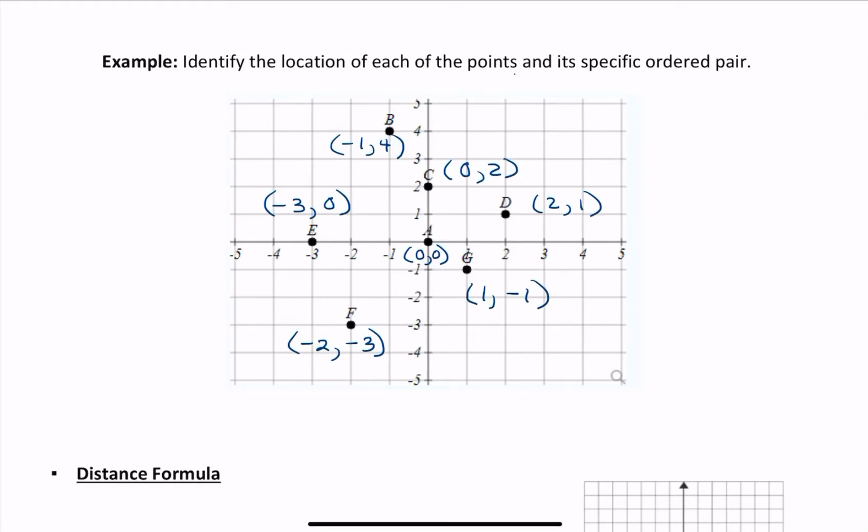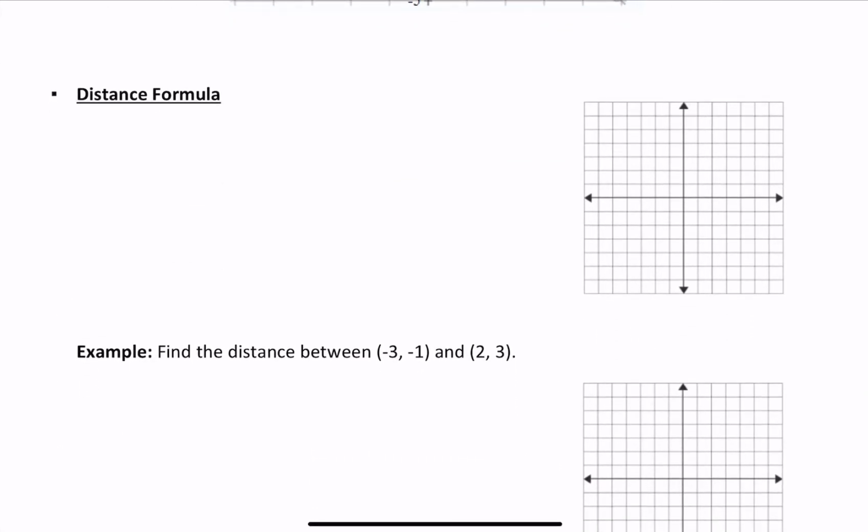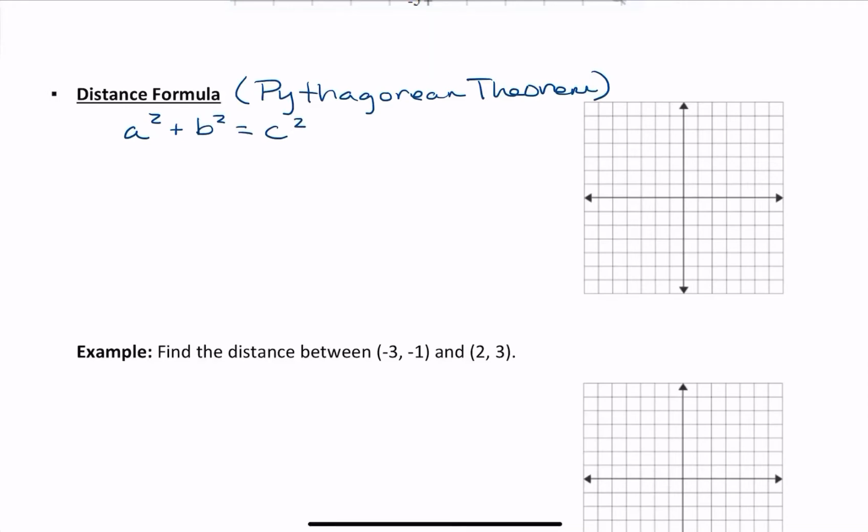So just be careful about that. It's not that hard, but you just have to be careful that you move the x direction first and then the y direction. Okay, now let's talk about the distance formula. The distance formula is actually derived from the Pythagorean theorem, which, if you recall from geometry, is a squared plus b squared equals c squared, where c is your hypotenuse of a right triangle. So I'm just going to pick any 2 points.